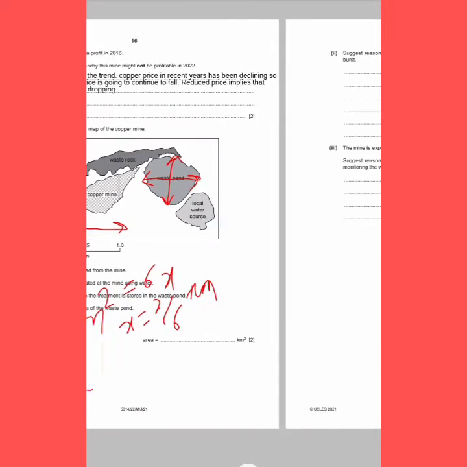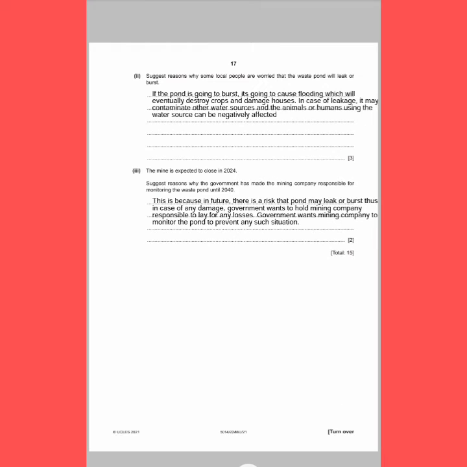We have the next part in which they're asking, suggest reasons why some local people are worried that the waste pond will leak or burst. Okay, so why will they be worried? Because of course if we're talking about bursting, it's gonna flood, right? And then you know that it's gonna flood, it's gonna cause a lot of more things. It's gonna destroy crops, damage houses, and it will contaminate the water sources, and of course the animals or humans using the water source can be negatively affected, right? So all of these ideas.